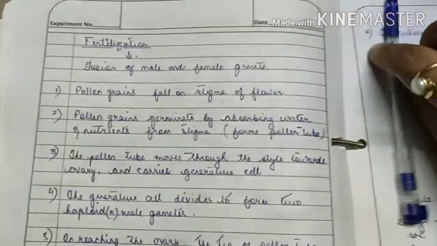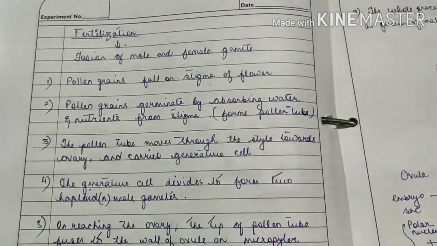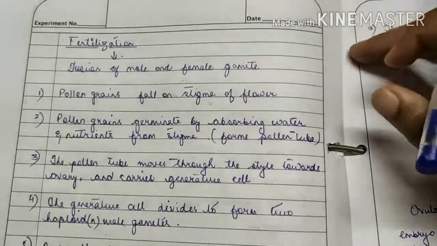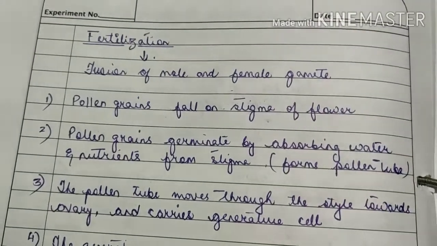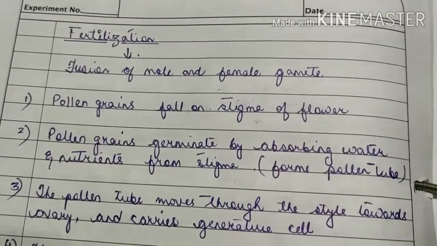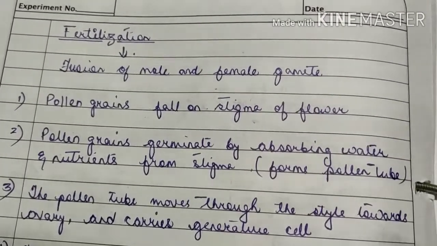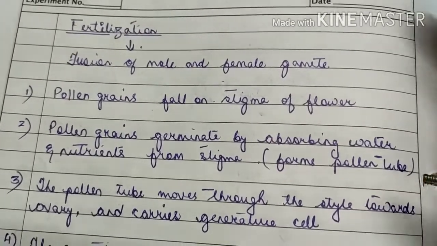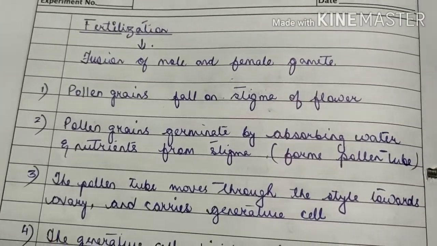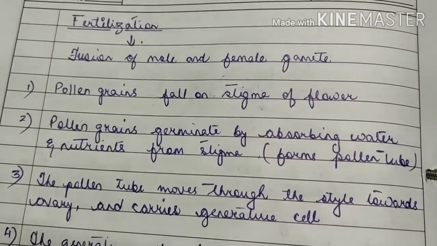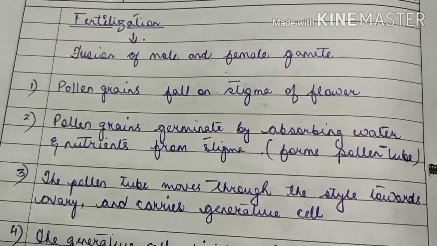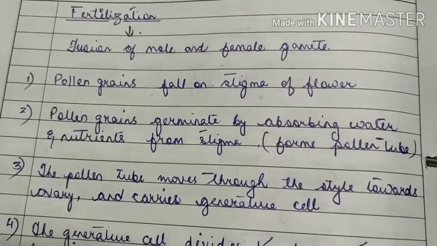Okay, students. Now we know about the process of pollination. We will come to the next step of reproduction, that is fertilization. Fertilization means fusion of male and female gamete. When we study reproduction, there are some important steps. Number 1 is formation of gamete, number 2 is transfer of gamete, and number 3 is fusion of gamete. We have already discussed formation and transfer of gamete. Now we are talking about fusion of gametes.